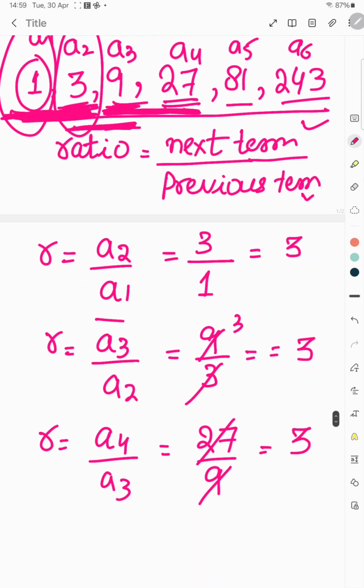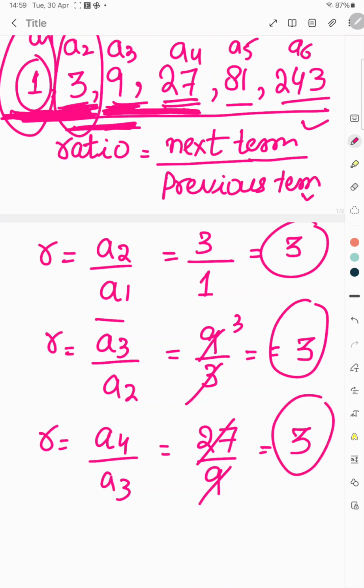So students, what do you observe here? You have observed that the ratio between all terms is the same. When the ratio between all terms is the same, it means that the given sequence is a geometric sequence. Okay, students. I hope it has become clear to you that if any sequence is given and they ask whether it is a geometric sequence or not, you just have to check the ratio between the terms. If the ratio between all terms is the same, then we will say that the given sequence is a geometric sequence.